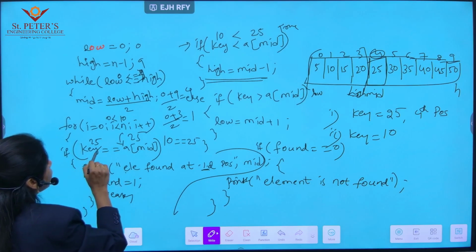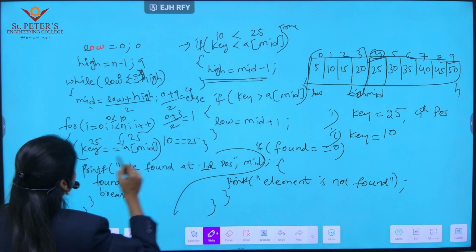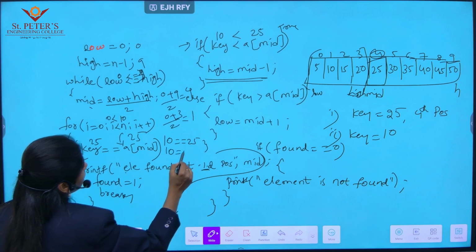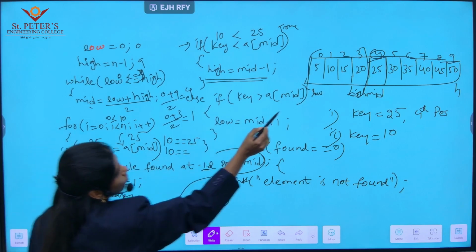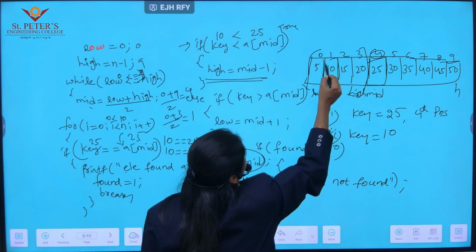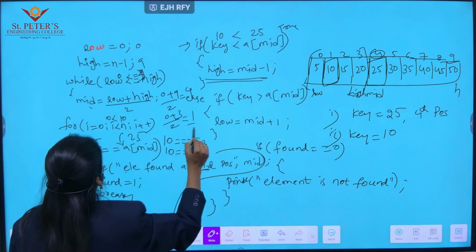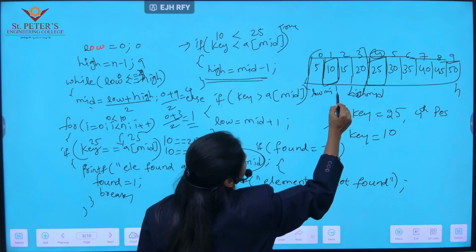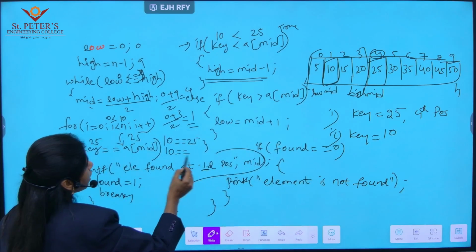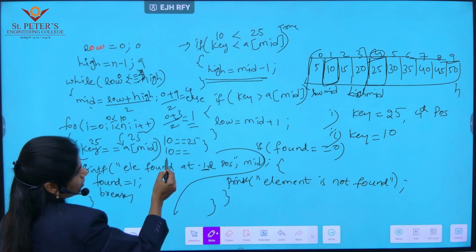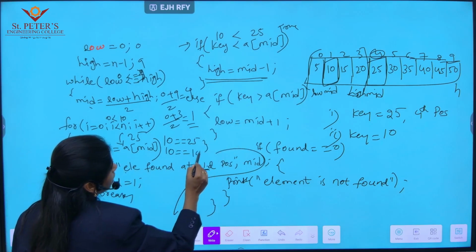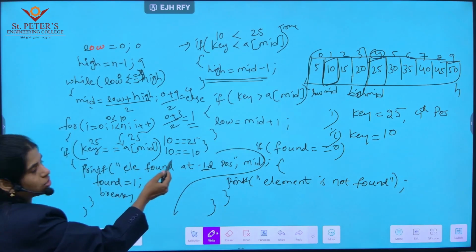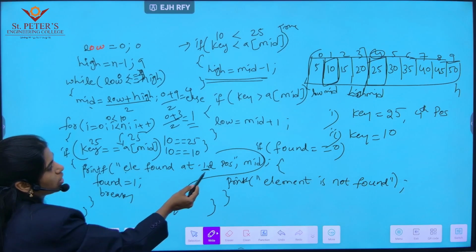Next, the key value. What is our key value here? 10. Is 10 double equal to A of mid? What is A of mid here? Mid equal to low plus high by 2, which is 1. So this is our A of mid. Our key element is 10, and the mid element is also 10. Is key equal to A of mid? Yes, it is true.